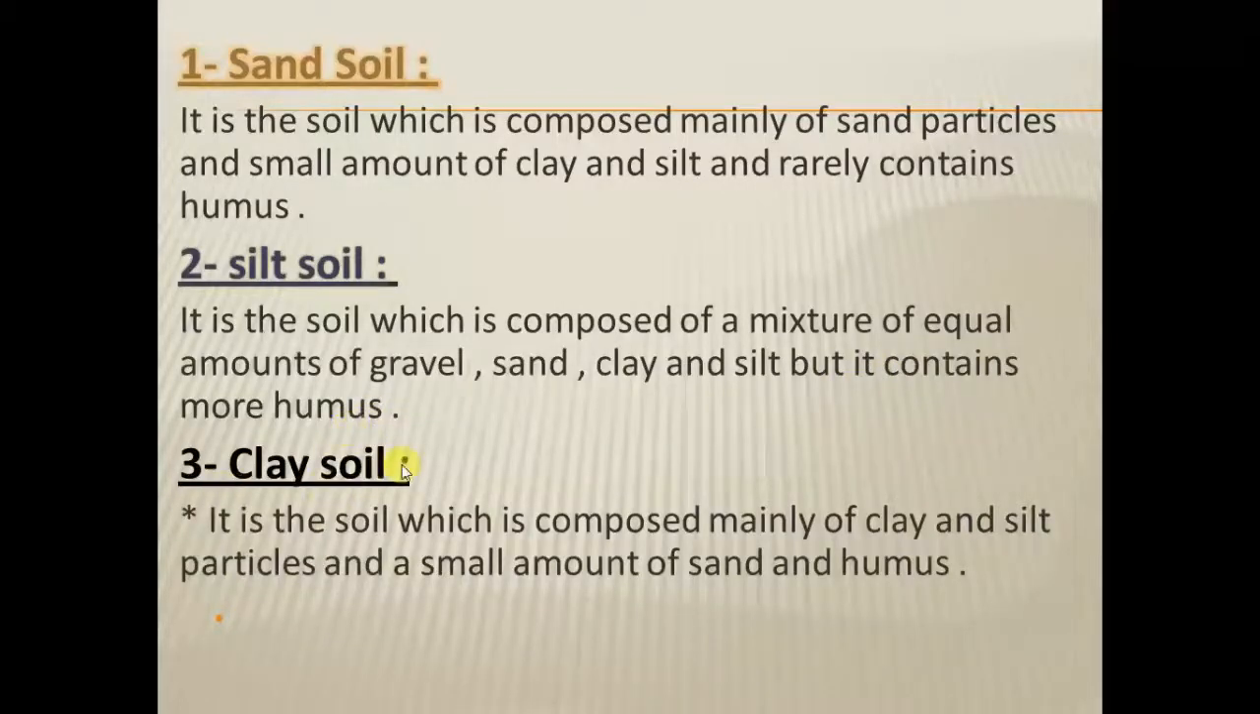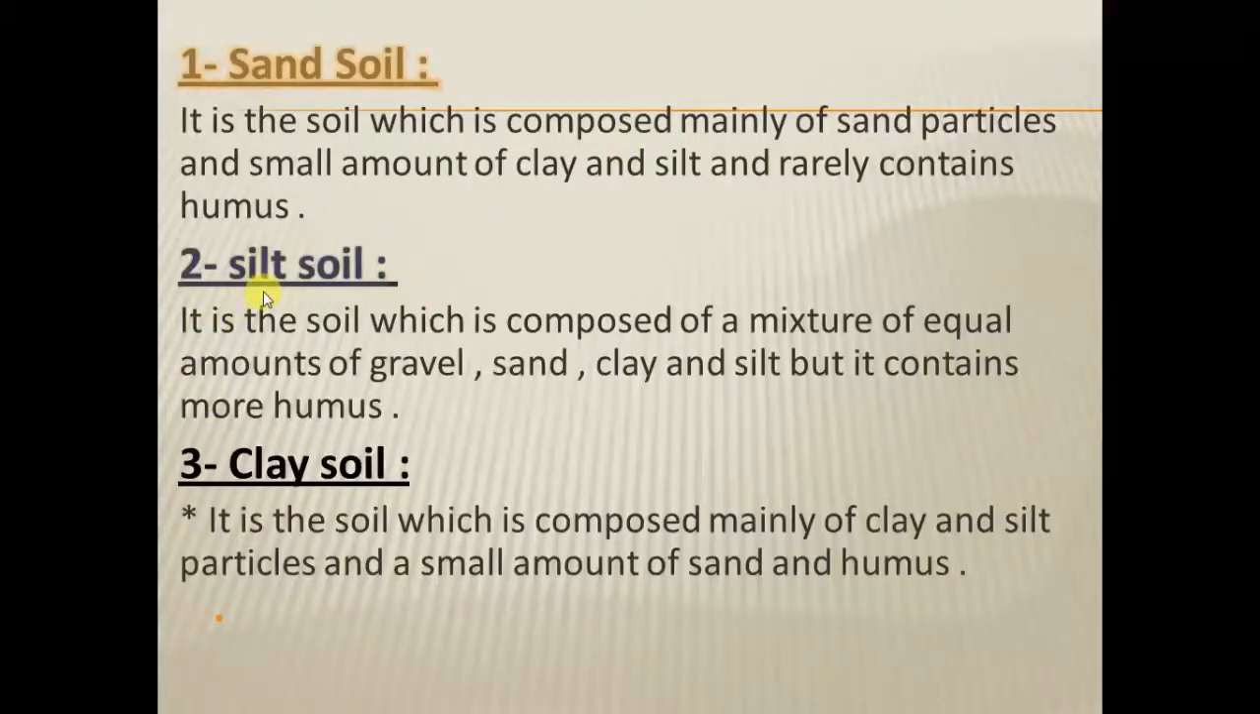Let's go to the third type of the soil. It is the clay soil. Clay soil is the soil which is composed mainly of clay and silt, and also contains a small amount of sand and humus. Let's know the difference between all of them. The sand is composed of sand particles.